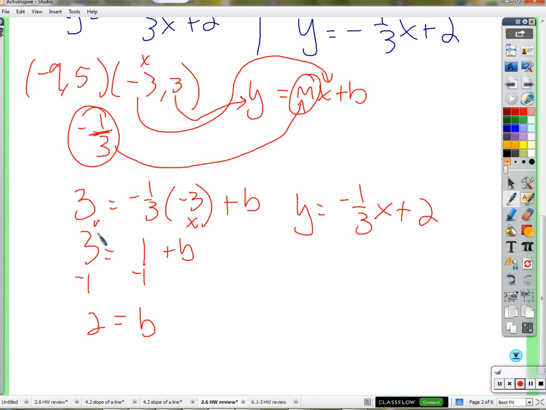What's this? This 3, this is y, this is the y from this point. We could have used this point as well. It's going to be the exact same thing. I just chose this point.